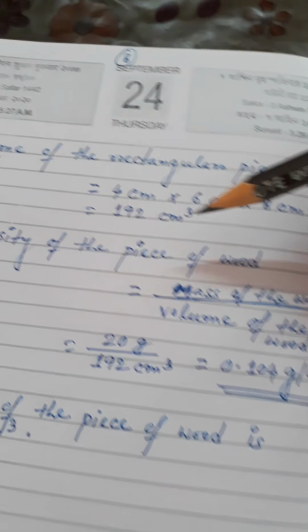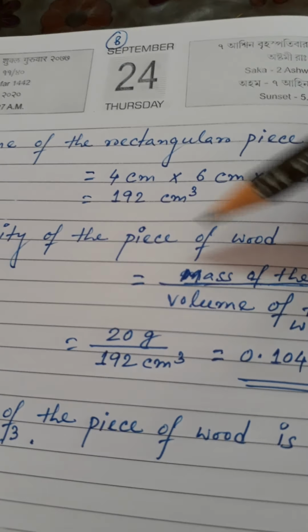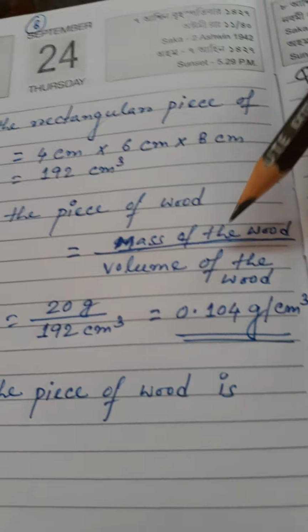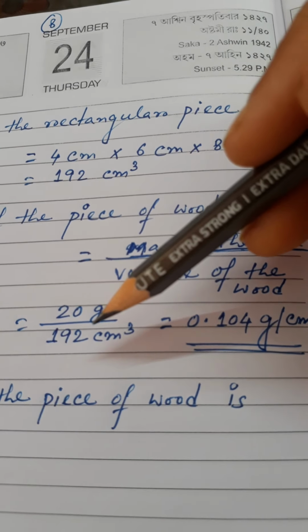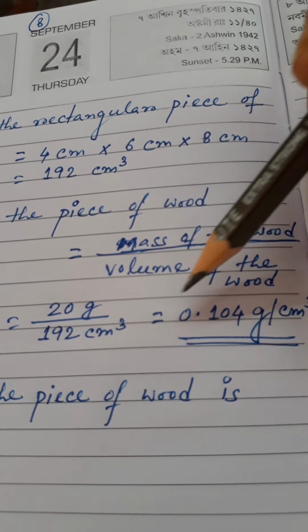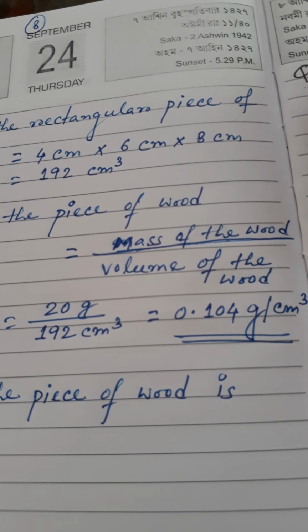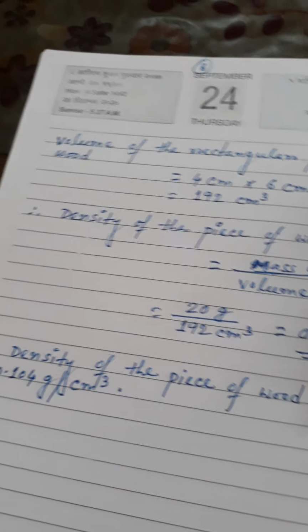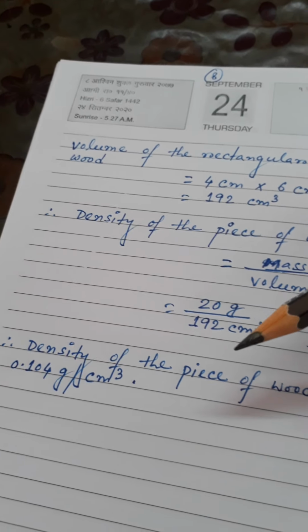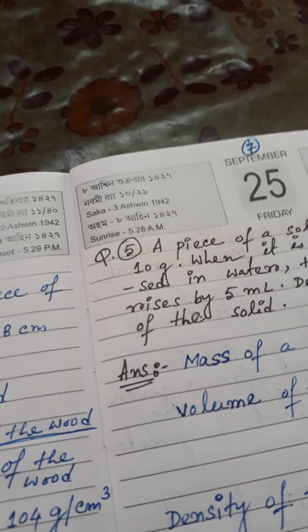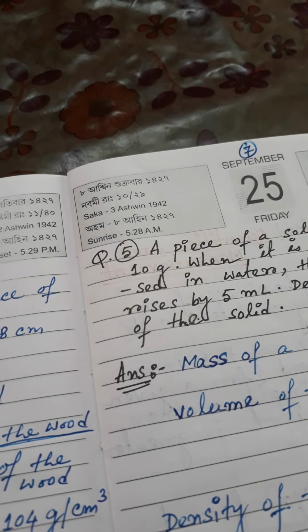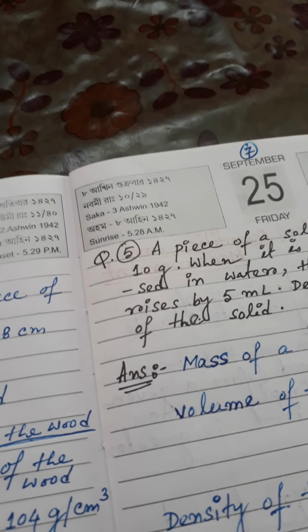Okay. So density is equal to mass per unit volume. So density of the piece of wood is equal to mass of the wood divided by volume of the wood. So 20 gram divided by 192 centimeter cube, so 0.104 gram per centimeter cube. So density of the piece of wood is 0.104 gram per centimeter cube. So this way you solve these numerical problems, and in my next video I will start relative density and other things. Okay, thank you students.